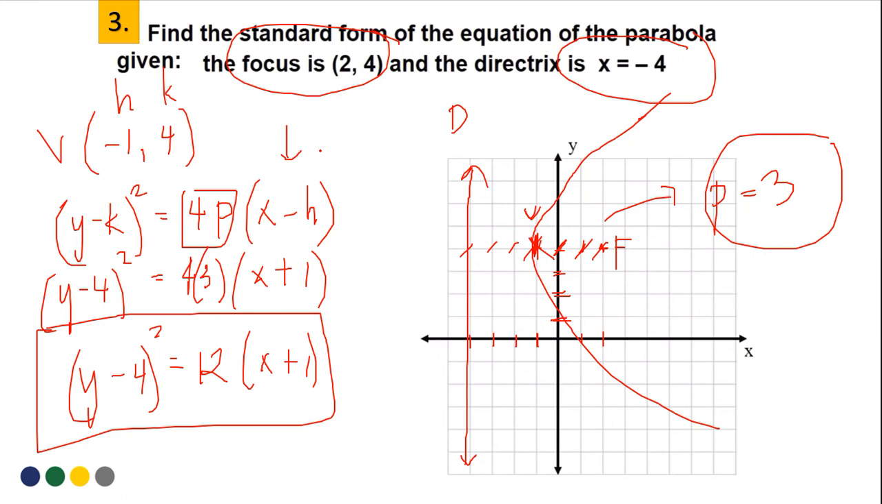Basta po yung P, guys. If you're going to get the value of P, just count the distance from vertex to focus. Okay? Or, from vertex to directrix kasi nga, it is always the same. The distance between vertex to focus is the same as the distance from vertex to directrix. Kung bibilangin mo yan, 6. Di ba? I-divide mo sa 2, o di 3. That is the importance of the value of P. Yung dalawang yun ang pinaka-importante dito.